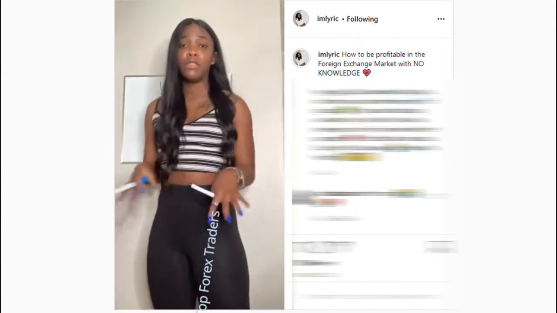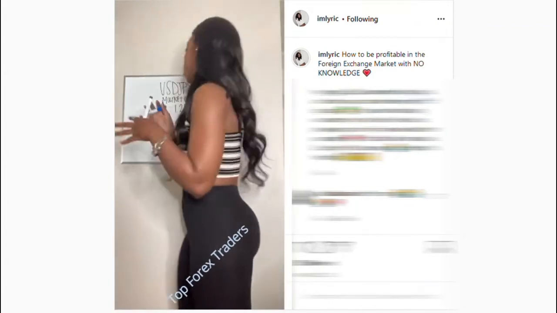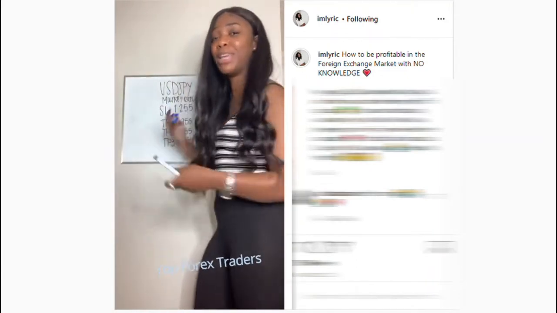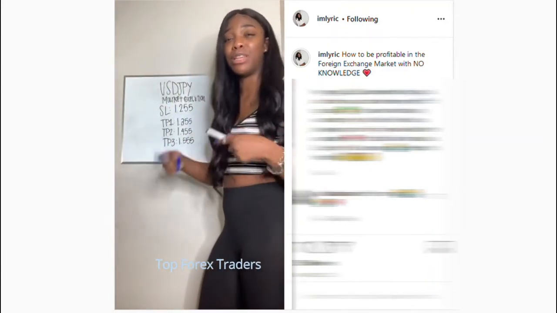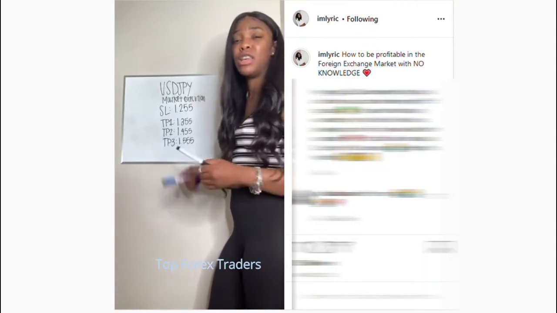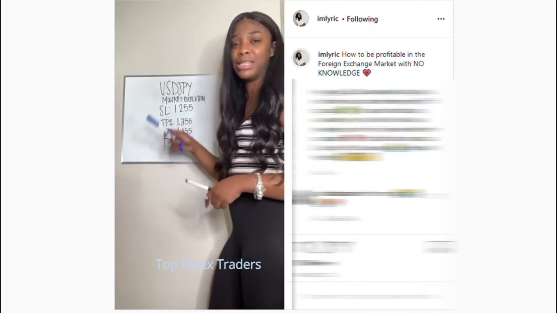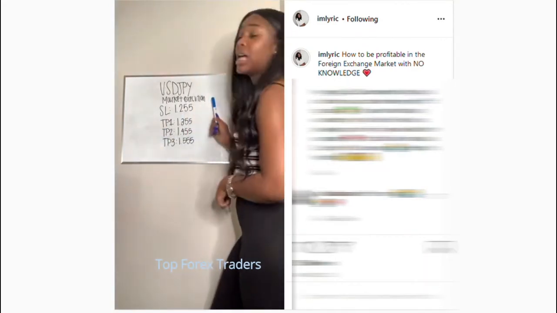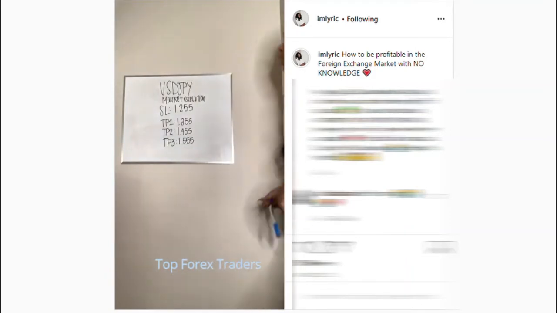Once you dive into Forex and start studying, something like this is really simple. There are only about four options: buy limits, buy stops, sell limits, and then market execution. This one is telling you that it's a market execution.